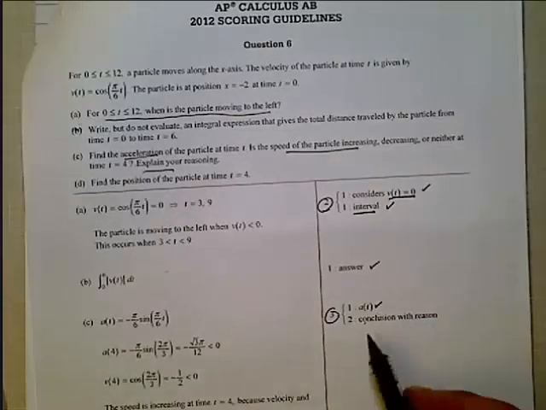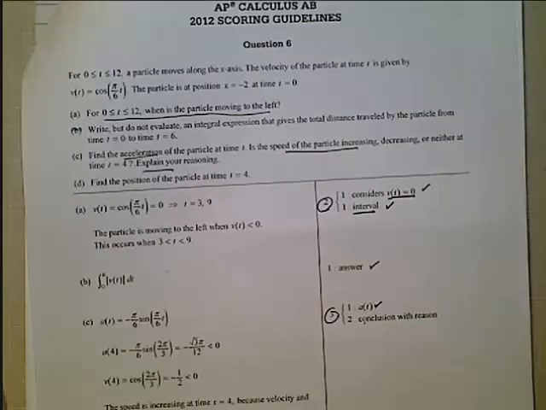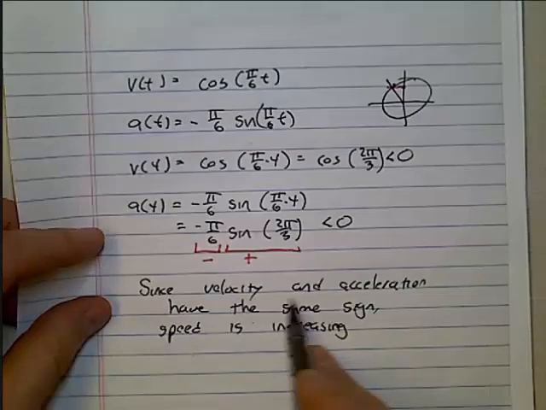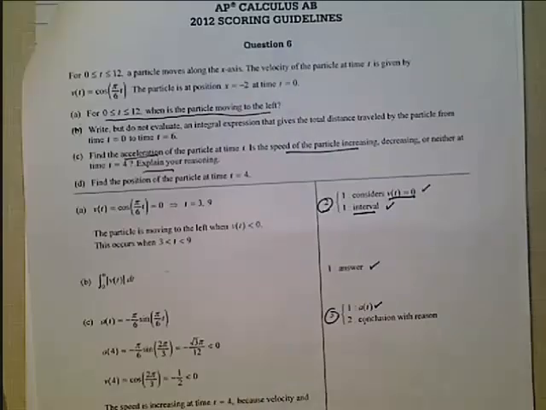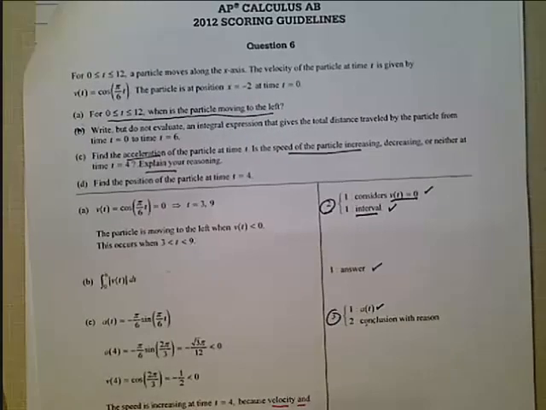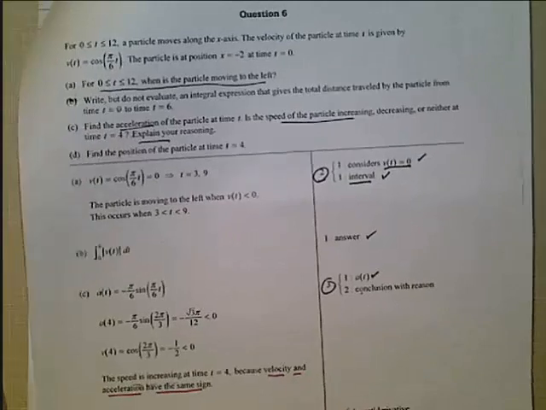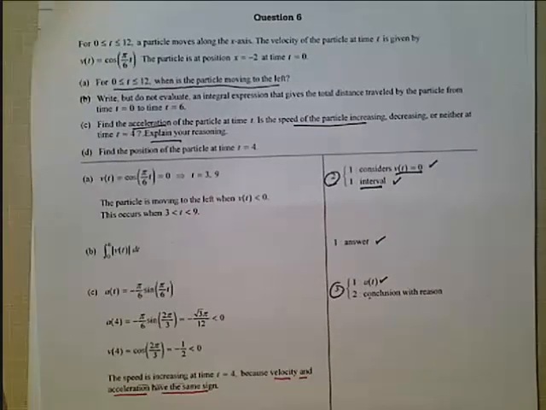And now the conclusion with reason. This says the speed is increasing because velocity and acceleration have the same sign. And that is exactly what we wrote here: since velocity and acceleration have the same sign, the speed is increasing. Notice the key words here are "velocity and acceleration have the same sign." We don't even have to say whether the velocity and acceleration were positive or negative. We had to say that they had the same sign.